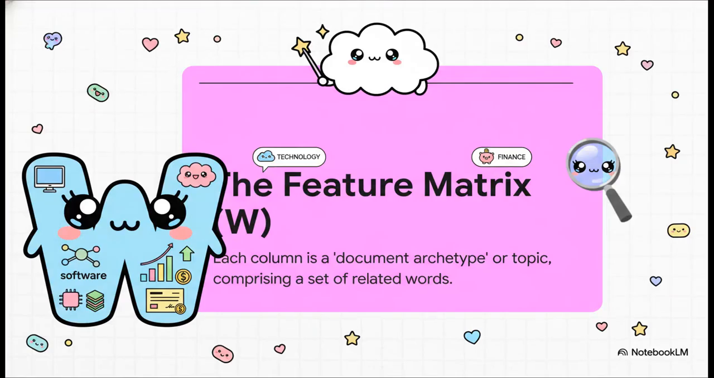So let's look at that first piece of the puzzle, the W matrix. This basically becomes our topic dictionary. Each column is a collection of words that are all related to a single theme. So you might have one column for technology, with words like computer, software, and data, and another for finance, with market, stock, and investment. These are our core ingredients.